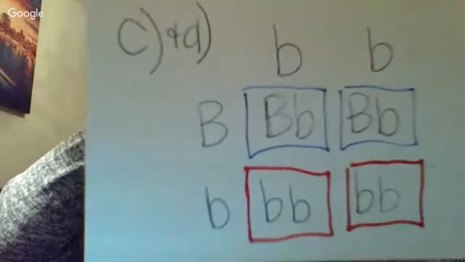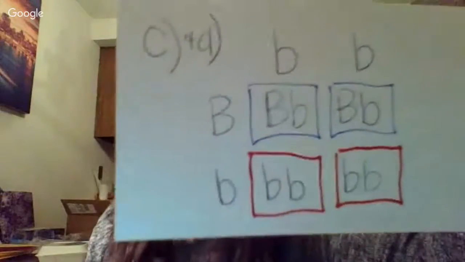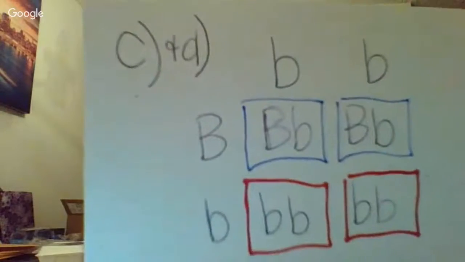So the answer to A and B is both parents are heterozygous. And for C, I did the same thing here where the males with beards are outlined in blue and the females are outlined in red. So we have the mother would have to be heterozygous while the father is homozygous recessive.